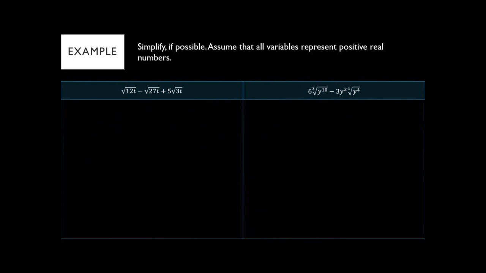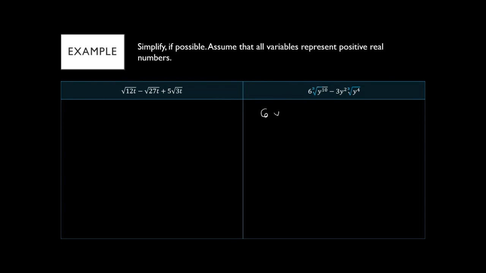So we've got 6 times the cube root of y to the 10th minus 3y squared times the cube root of y to the 4th. Right now, the only thing that matches is the index. These are both cube roots, but that's the only thing that matches. So we have to simplify these in order to combine them. These are cube roots, so we want our exponents to be divisible by 3 because that's what the index is.